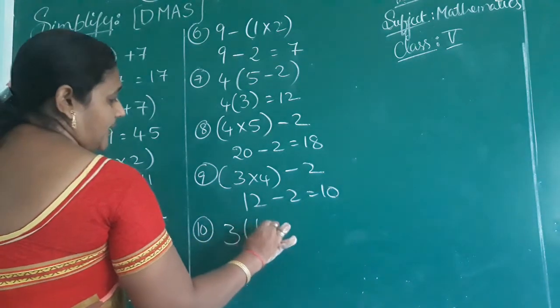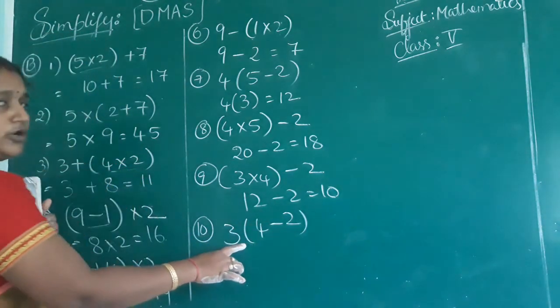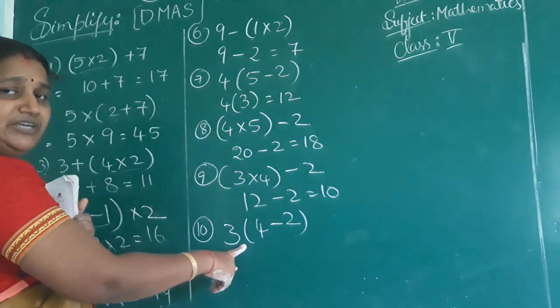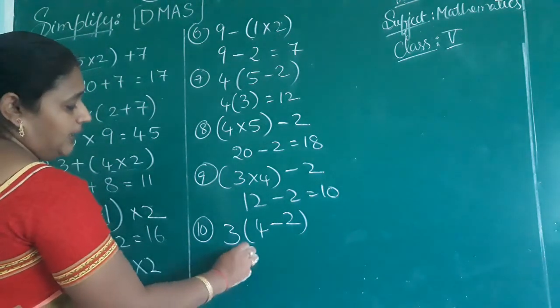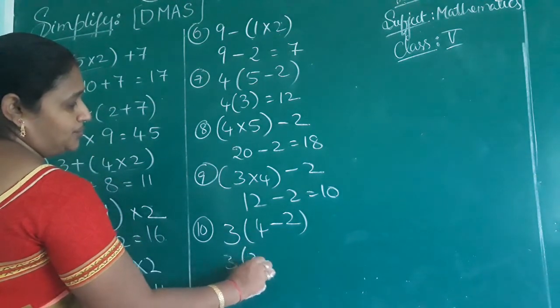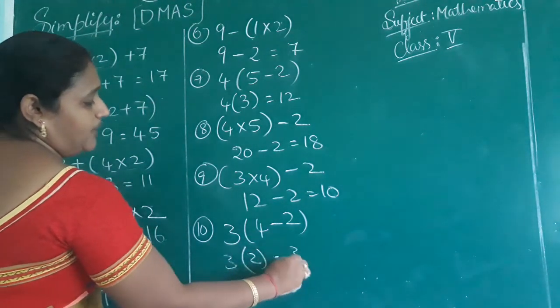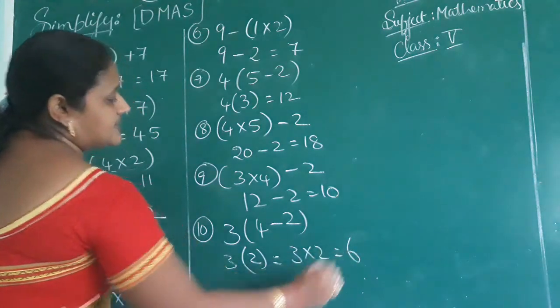At last, the tenth one in this Roman. 3 of 4 minus 2. Children, if you observe here also, no symbol is given between the number and the bracket. It means multiplication. 3 of 4 minus 2. 3 bracket 2 means 3 into 2, 6.